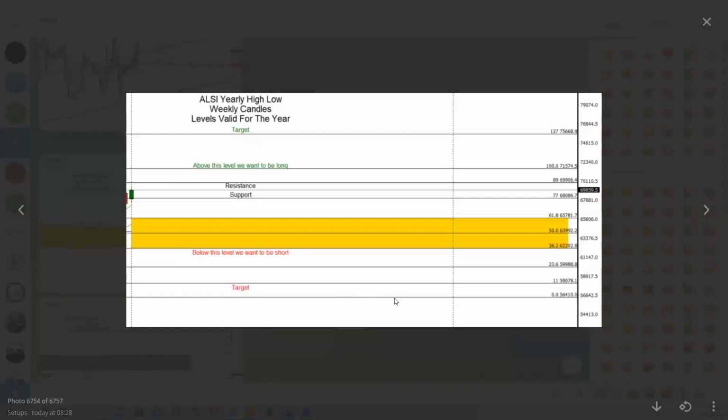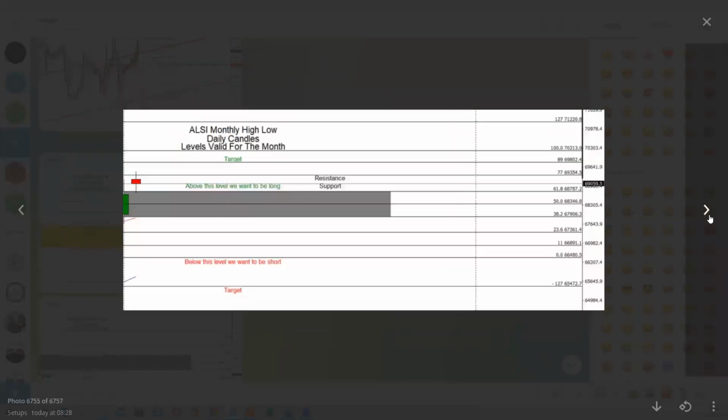On the Aussie yearly high-low, currently between levels of 77 and 89, support resistance. If you look at the moving averages, 8 is above 21, above 50. That's indicating trend is up. So with that, we want to push above the 100 level to aim for the 127 target.